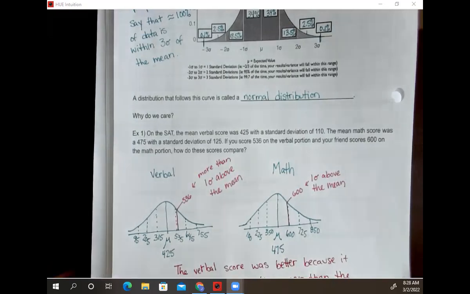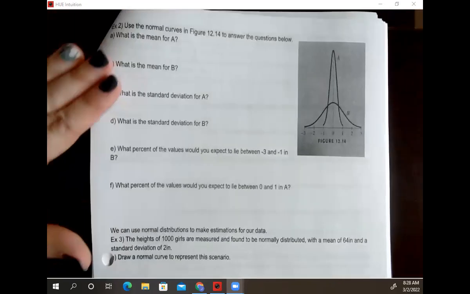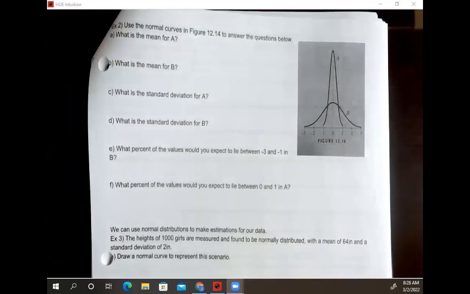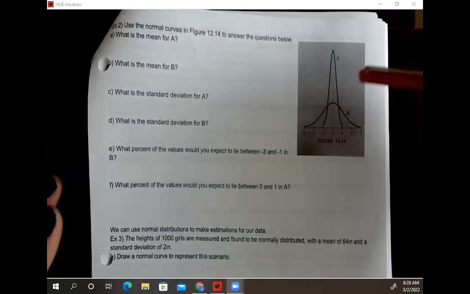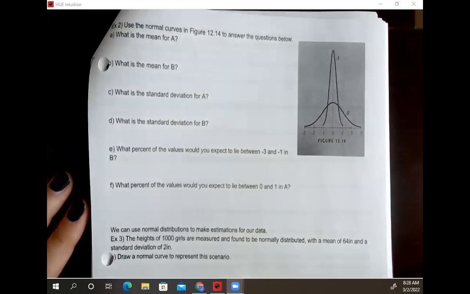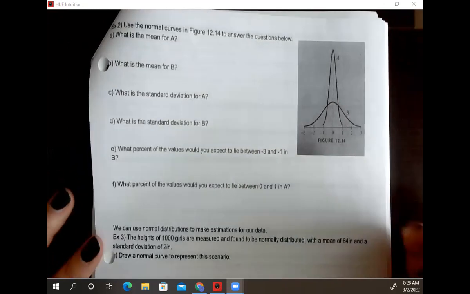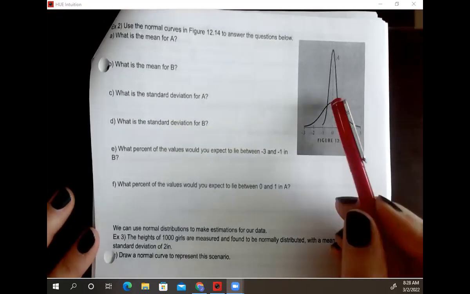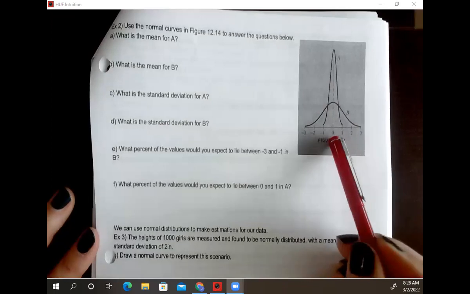So let's take a look at some more examples of this. On the next page, on page 21, we've got a couple of normal distributions given to us: normal distribution A and normally distributed set B. There are a couple of different ways that we can describe these. Notice they have the same mean. The high point of both curves is right over the top of 0.